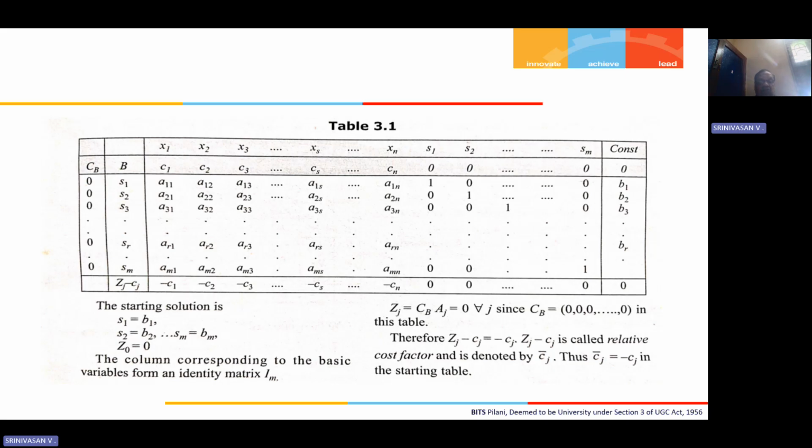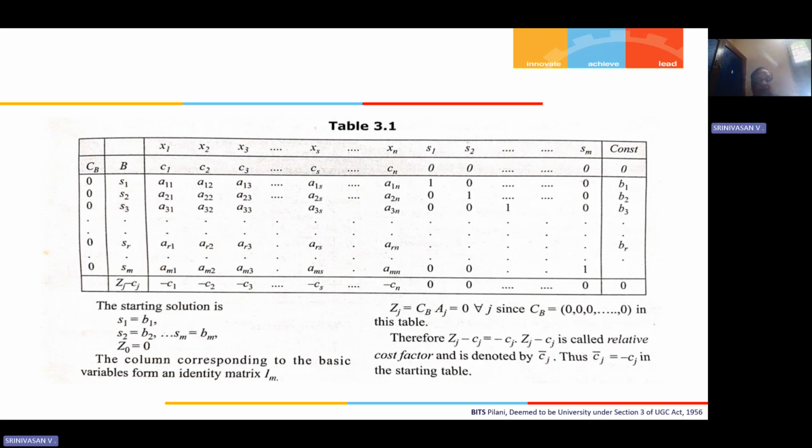So the starting solution is this. What is S1? Just see, S1 value is B1. S2 value is B2. S3 value is B3, and so on. Sm value is Bm. That is called a starting solution. And Z is equal to 0, of course, naturally.